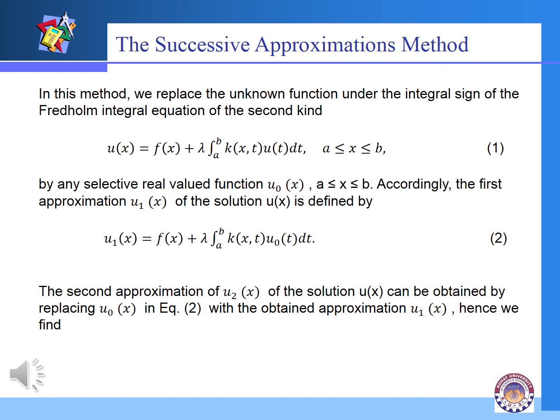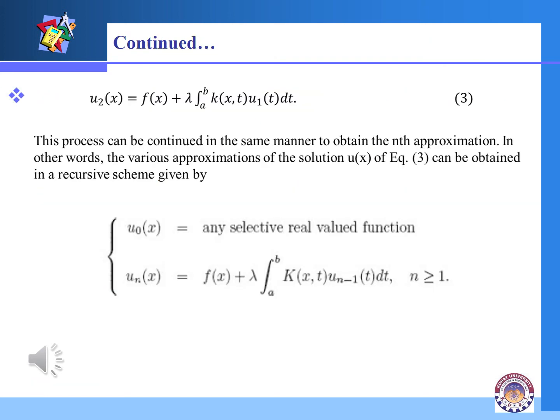Similarly, the second approximation u2 of x of the solution can be obtained by replacing u0 of x in 2 with the obtained approximation u1. Hence, we find the u2 approximation given in 3. This process can be continued in the same manner to obtain the nth approximation.